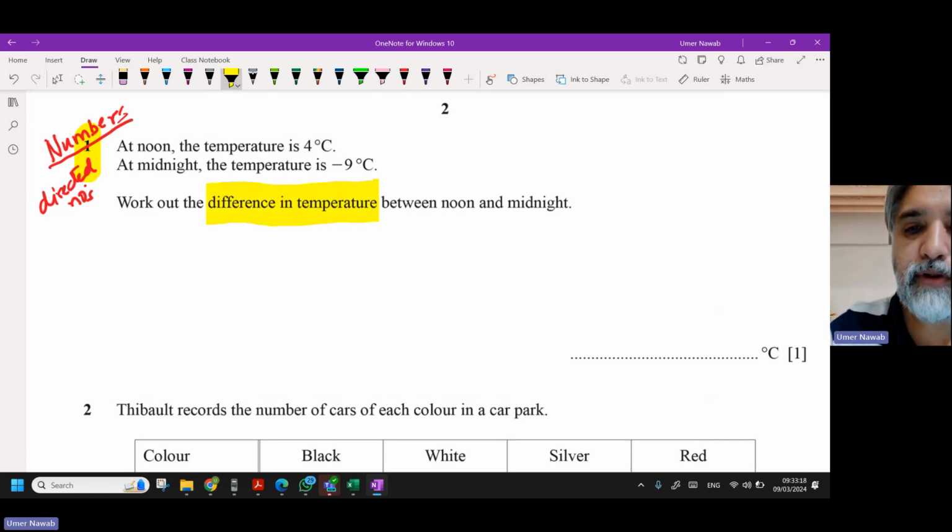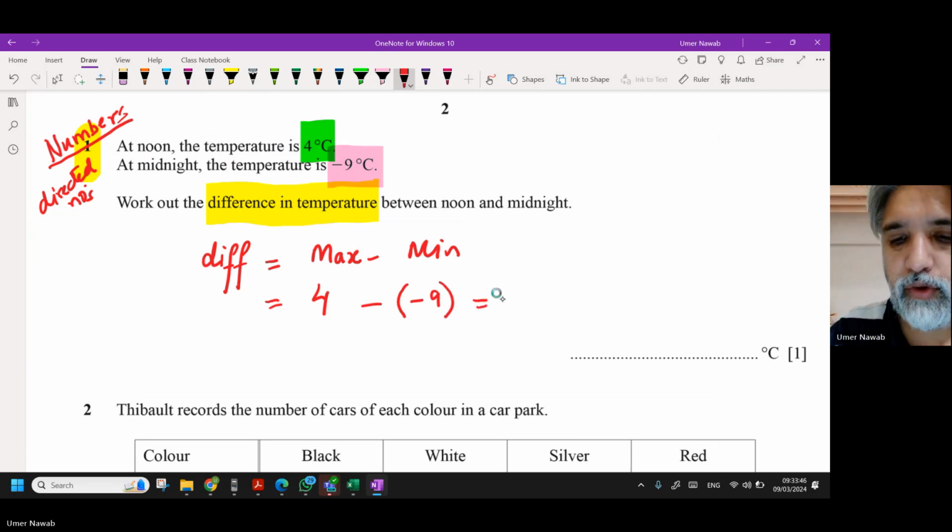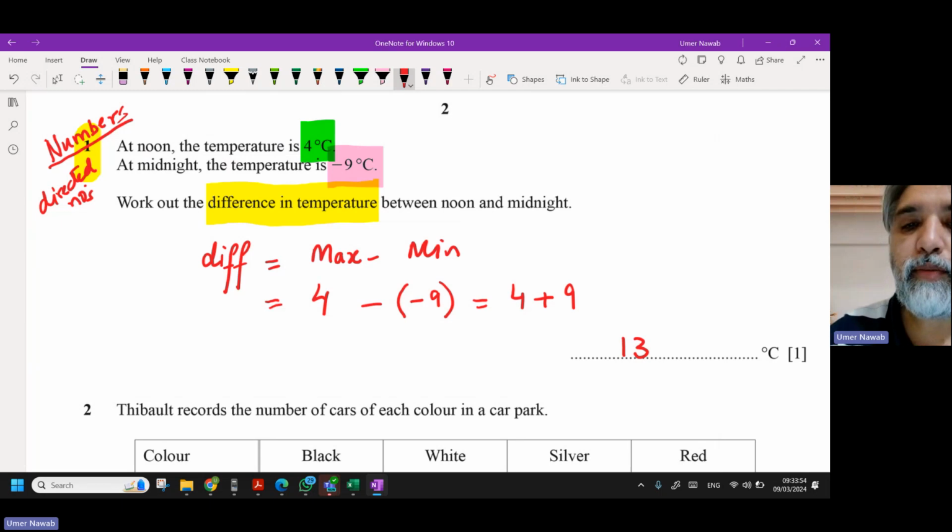So the difference in temperature, the formula for difference is maximum value minus minimum value. At noon, the temperature is 4 degrees Celsius, and at midnight, the temperature is -9. Which one is maximum? 4 degrees is maximum, and the minimum is -9. So 4 plus 9, the answer comes to 13 degrees Celsius. Keep it in your mind, difference is always a positive number.